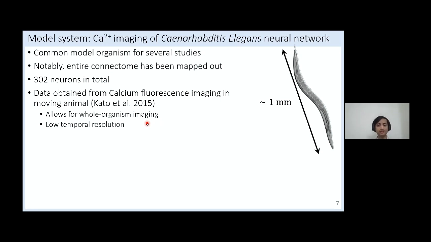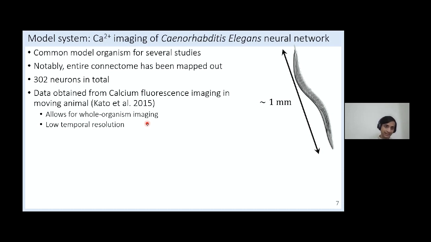If you want to do this via some sort of electrodes, it's much more resource intensive to actually obtain signals from a large number of neurons. And even then, you can't really measure a lot of neurons simultaneously. So one advantage of using calcium fluorescence imaging is that you can really get a lot of data simultaneously.